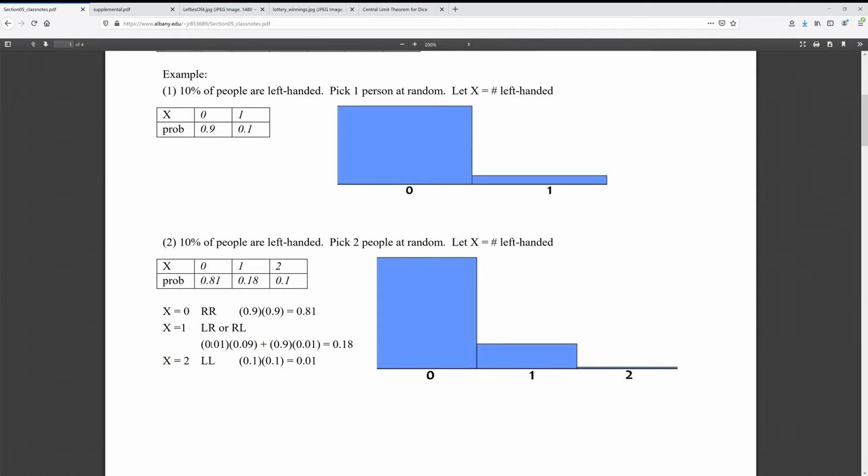Now, "or" means add if there's no possibility of overlap, right? So on the level of what happens when you pick 2 people, if it's a left followed by a right, then it can't possibly be a right followed by a left. We're good. It could be neither, but it can't be both. So 0.09 plus 0.09 is 0.18. And then without all these typos, here it is. So height 0.18. So 0.81, 0.18, 0.01.